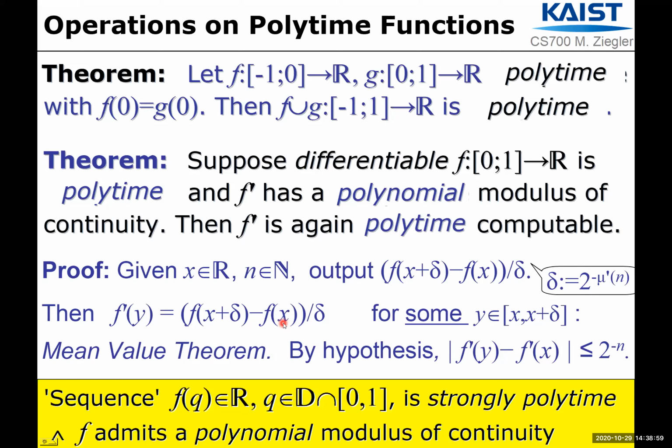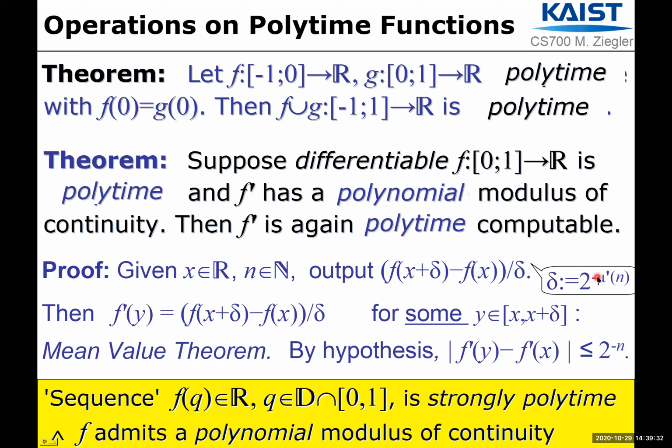And how good approximations do we need? Well, we need approximations up to error 2 to the minus n, right? Because that's how precise we are asked to provide the value of the derivative. But actually, we need to approximate it better, because any error that we make here will get amplified due to the division by this very small number, which basically says it's multiplying by 2 to the plus mu of n.